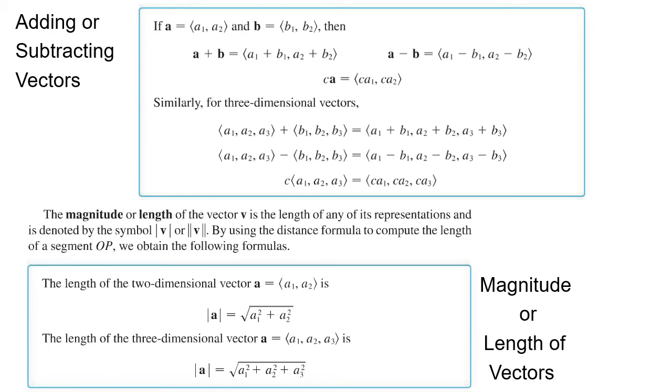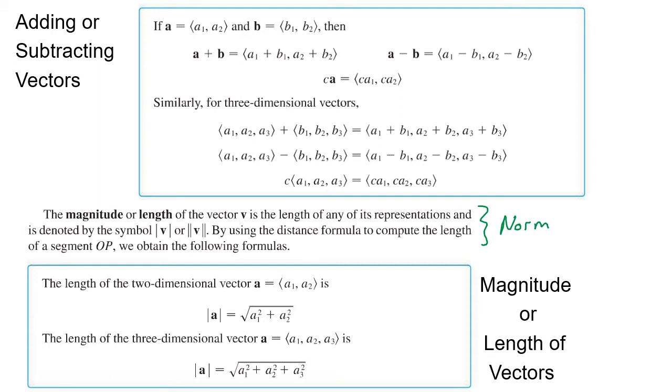Then we can figure out the magnitude or the length. The magnitude, represented a few different ways down here at the bottom, is the length of any of its representations and denoted by the symbol either an absolute value around a v or a double bar around the v. It's also called the norm of a vector.